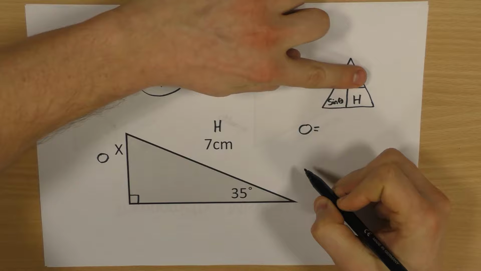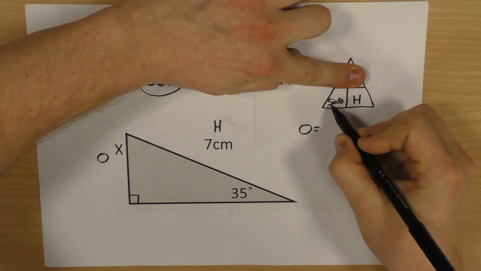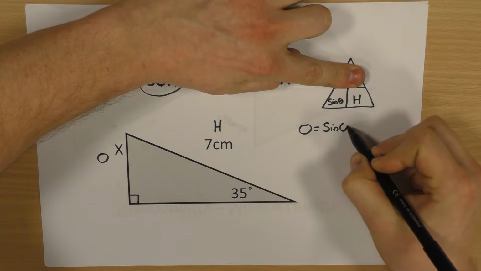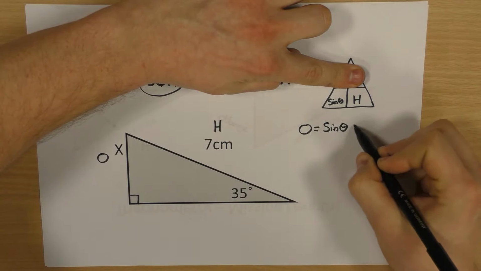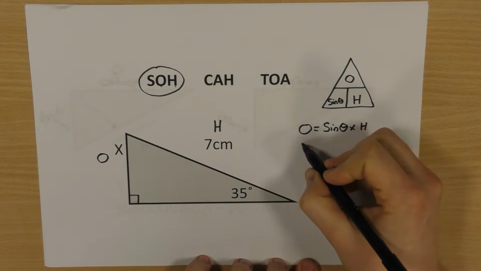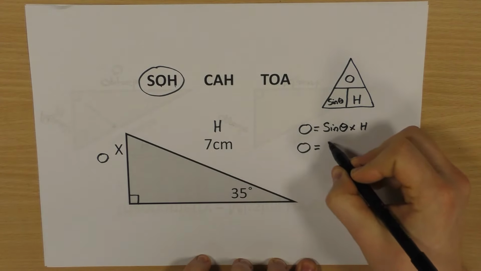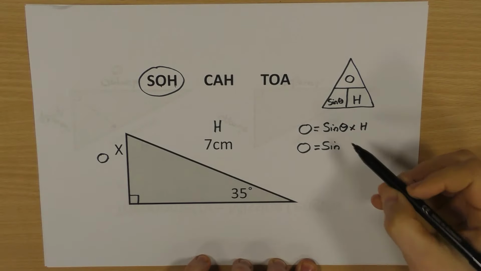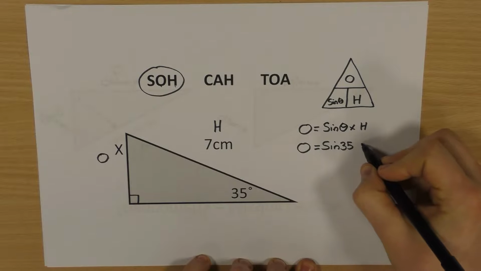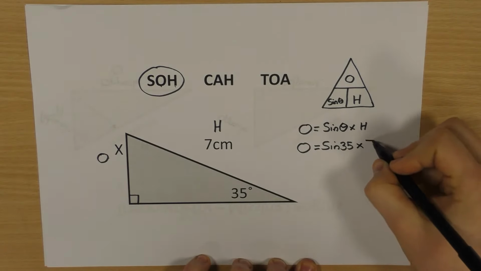Well, we cover up the opposite like so, and if you remember how this triangle works, sine theta, remember theta just means the angle, times by the hypotenuse. Okay, so what we do once we've figured out what we're doing is substitute in the values. So theta is the angle, so the angle is 35 and the hypotenuse is 7.